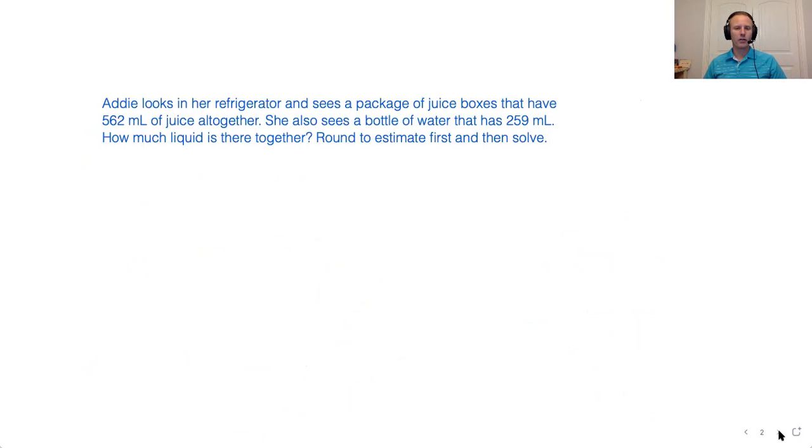Addie looks in her refrigerator and sees a package of juice boxes that have 562 milliliters of juice altogether. She also sees a bottle of water that has 259 milliliters. How much liquid is there altogether? Again, round to estimate first and then solve. That is important. I'm putting a box around it. There are two steps here, two things that need to be done. As you know, Mr. Brunel is huge on following directions.